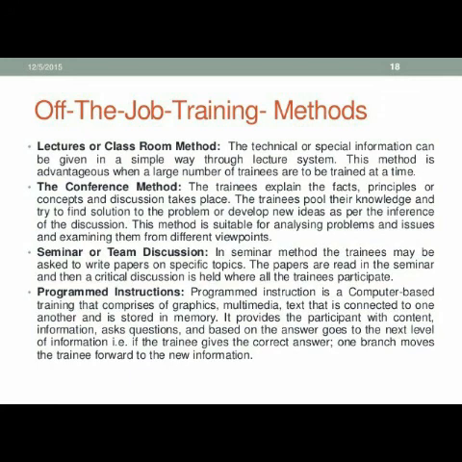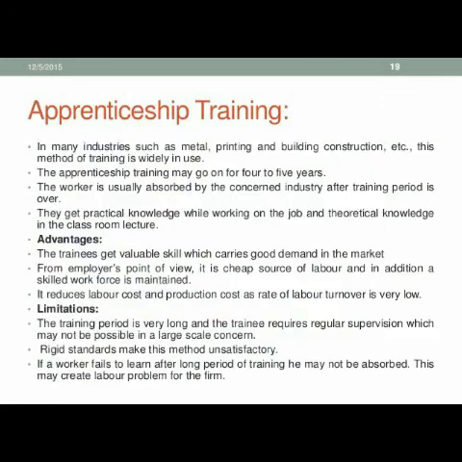Off the job training methods are lecture or classroom method. They can go and take up some kind of course in the classroom. Conference method, seminar or team discussion, programmed instruction. Through this, by taking leave for some days from the work, they can gain the knowledge of that particular job. Apprenticeship means, in many industries such as metal, printing and building construction, where you require a particular kind of skill, you go for some period of time and get the knowledge of that particular job.